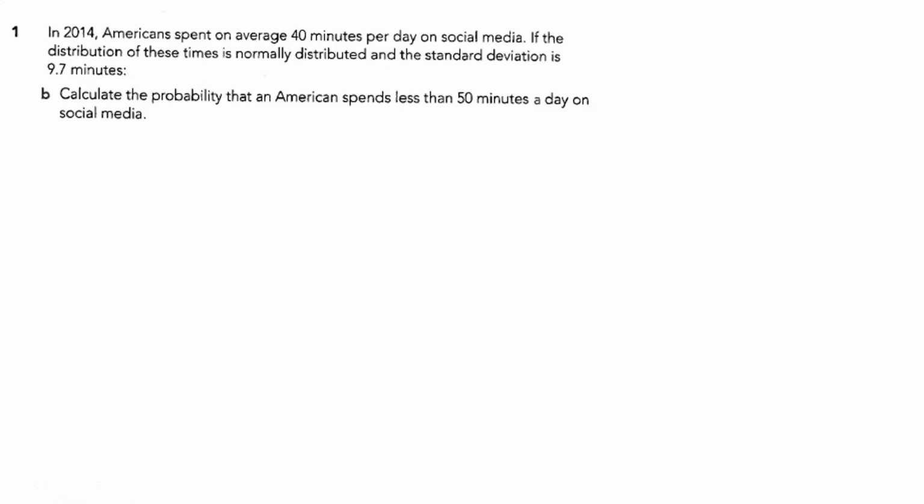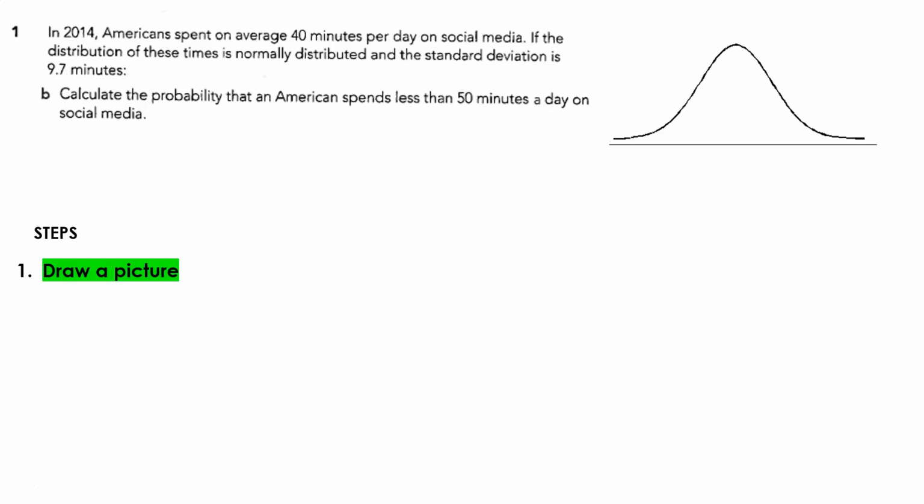which is slightly different, but we follow the exact same procedure. Draw a picture of what you see. Calculate the probability that Americans spend less than 50 minutes a day on social media. So draw what we see. So it's the exact same diagram as before. We've got 40. Standard deviation is equal to 9.7. Then we've got 50. What's our Z value? However, it says spends less than that. So that's that area.